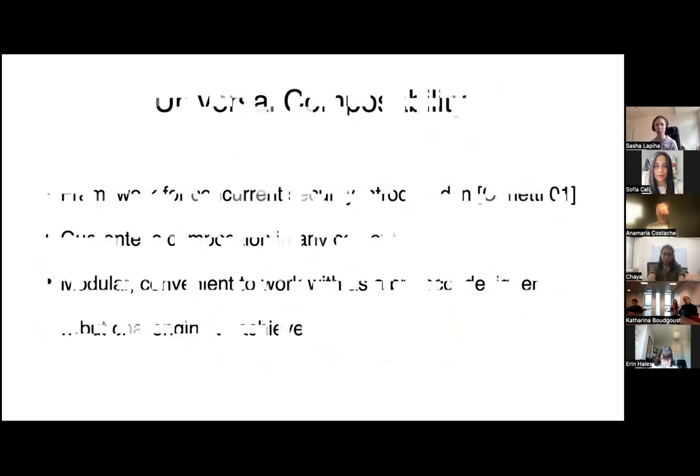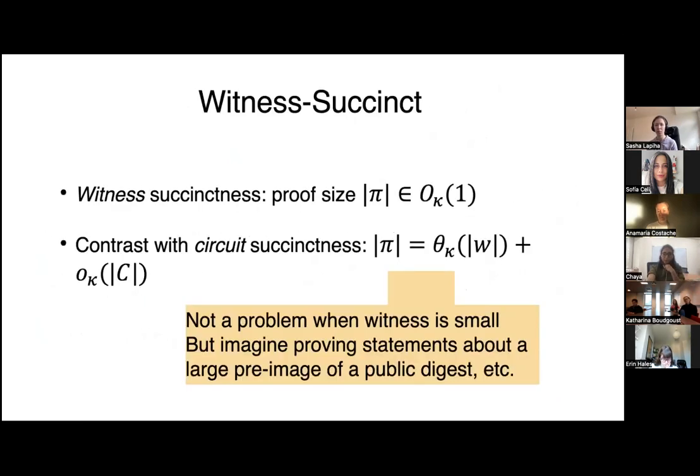And what we do in this work is think about universally composable zkSNARKs that are witness succinct. So earlier when I talked about succinctness, I did not make this distinction, but one can think about SNARKs that are witness succinct, which means that the proof size is independent of the witness. In particular, it only depends on the security parameter. So it's sort of O_lambda(1).